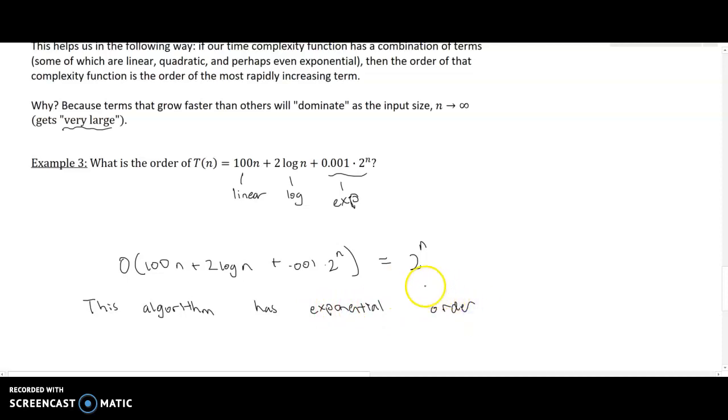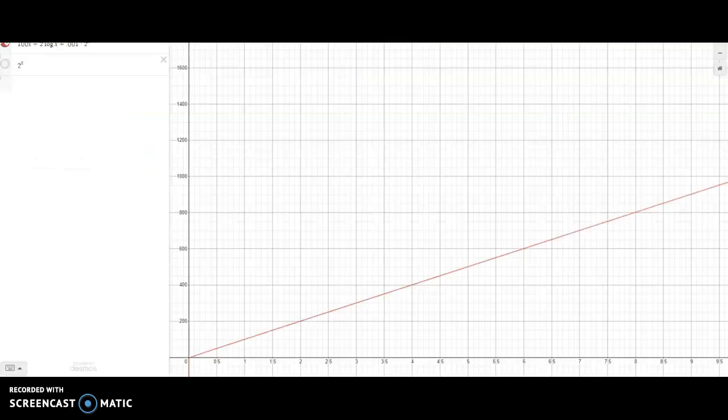Okay, so for very large n, you are going to see this whole function behave like an exponential function. Let's take a look at how we can visualize this in a graph. You can see here, this red function is a graph of 100n plus 2 log n plus 0.001 times 2 to the n. And at first, it looks fairly linear.